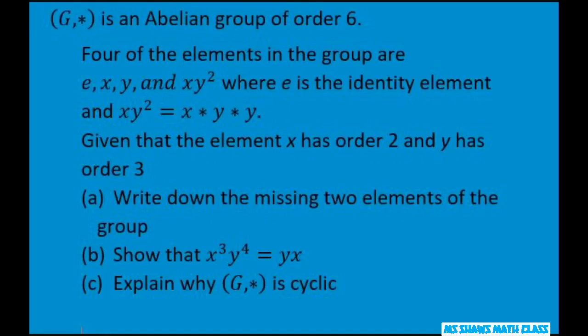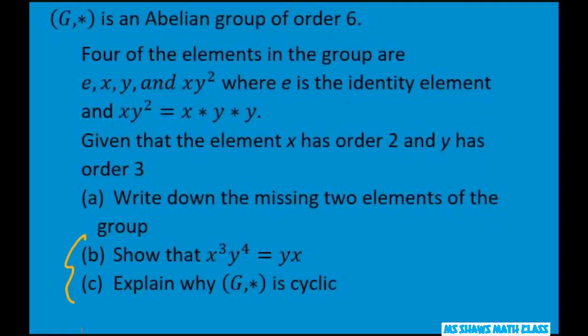G star is an abelian group of order 6. 4 of the elements in the group are E, X, Y, and XY squared, where E is the identity element and XY squared equals X star Y. Given that the element X has order 2 and Y has order 3, we're going to write down the missing 2 elements of the group. And then we're going to also answer these 2 questions here.